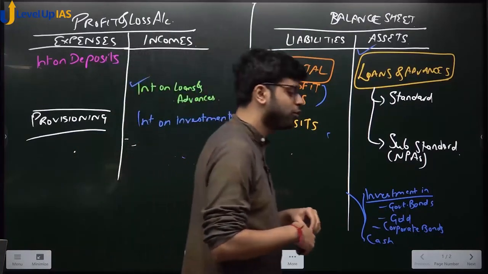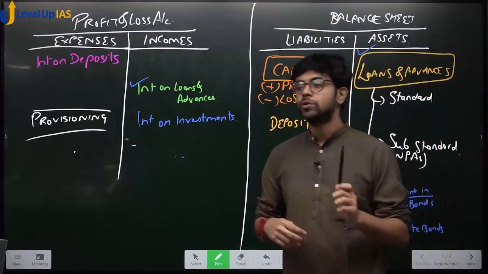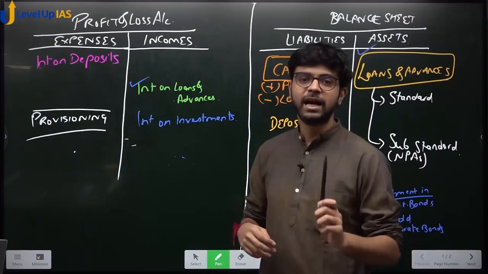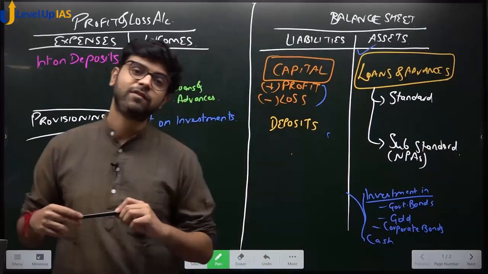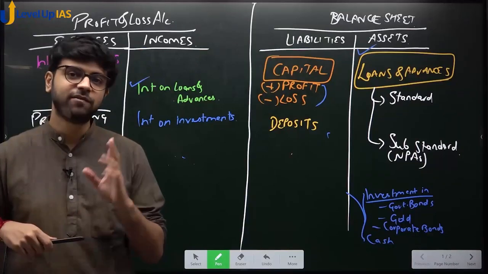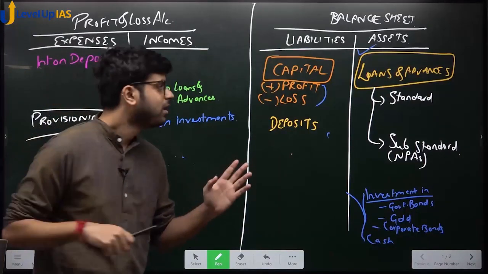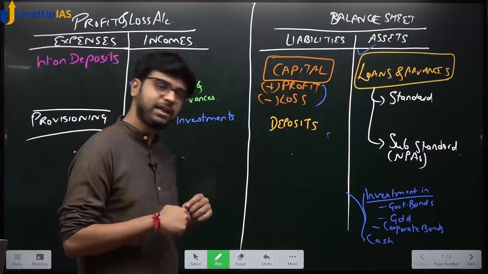So tomorrow if a question comes that provisioning has increased, what effect does that have on our loans and advances? Have loans and advances reduced or increased? Provisioning has increased, loans and advances have reduced. Yes or no? Because you are converting your capital expenditure into your revenue expenditure. Theek hai?